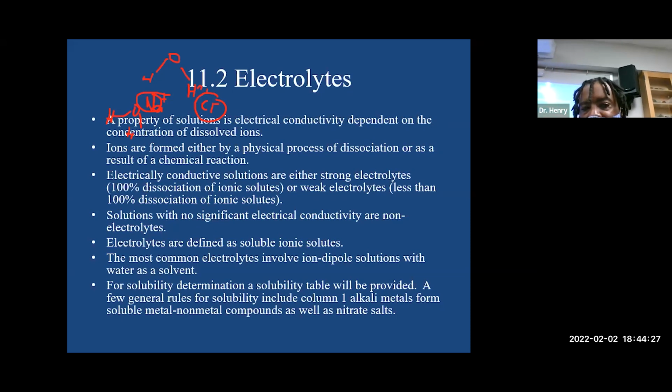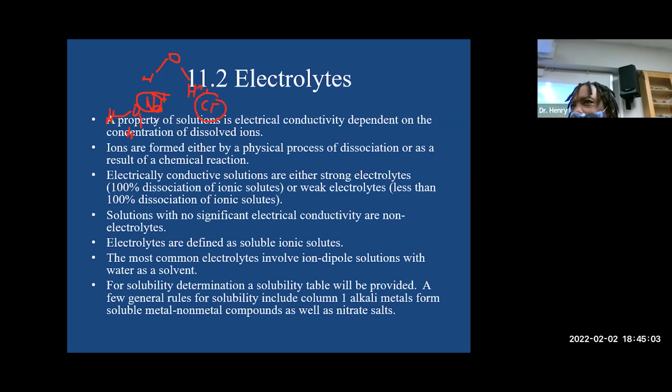Electrolytes are going to basically be defined as soluble ionic solutions, okay? Questions, concerns? So most common electrolytes involve ionic dipole solutions, right? That's like my example of the sodium and the chlorine breaking up and the water interacting with it, okay?